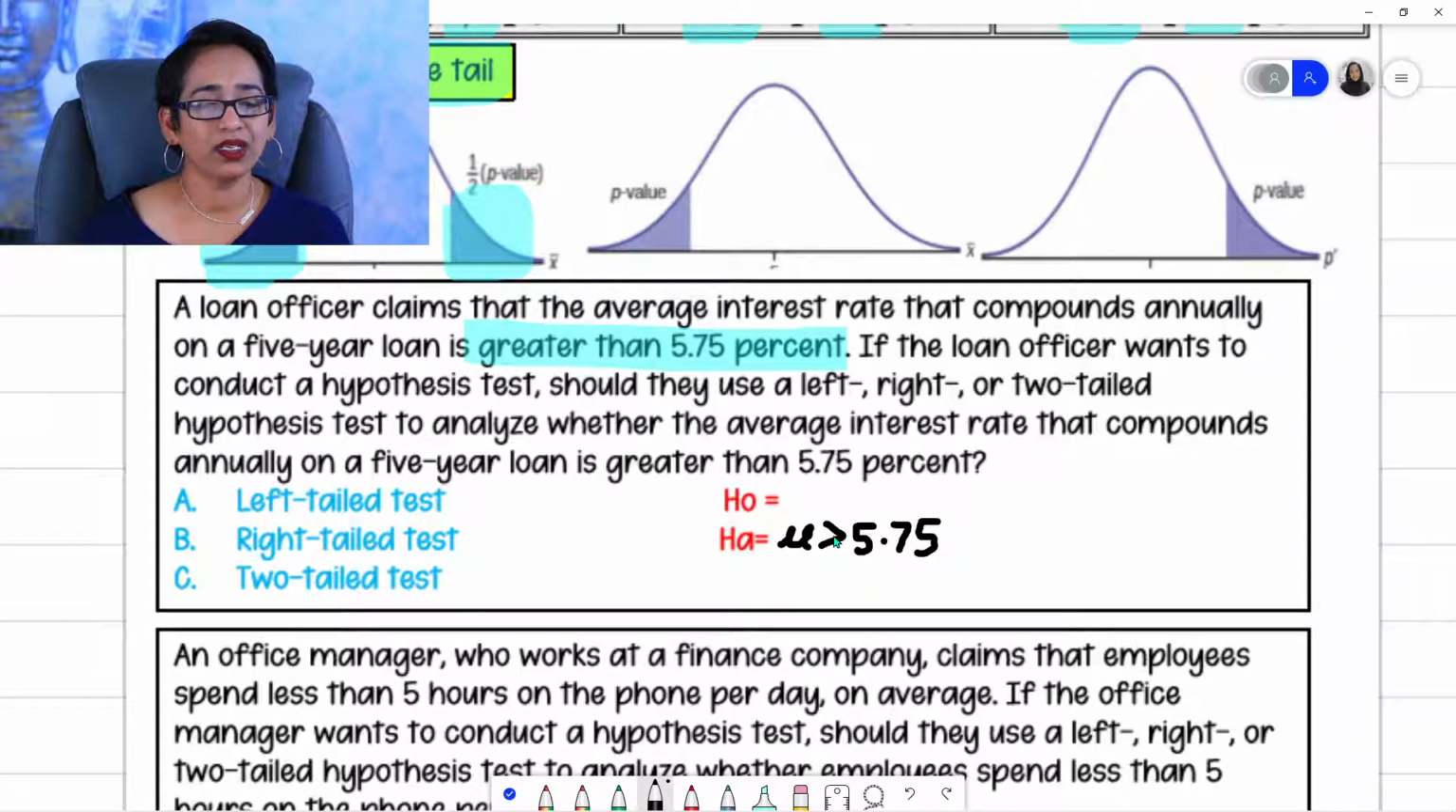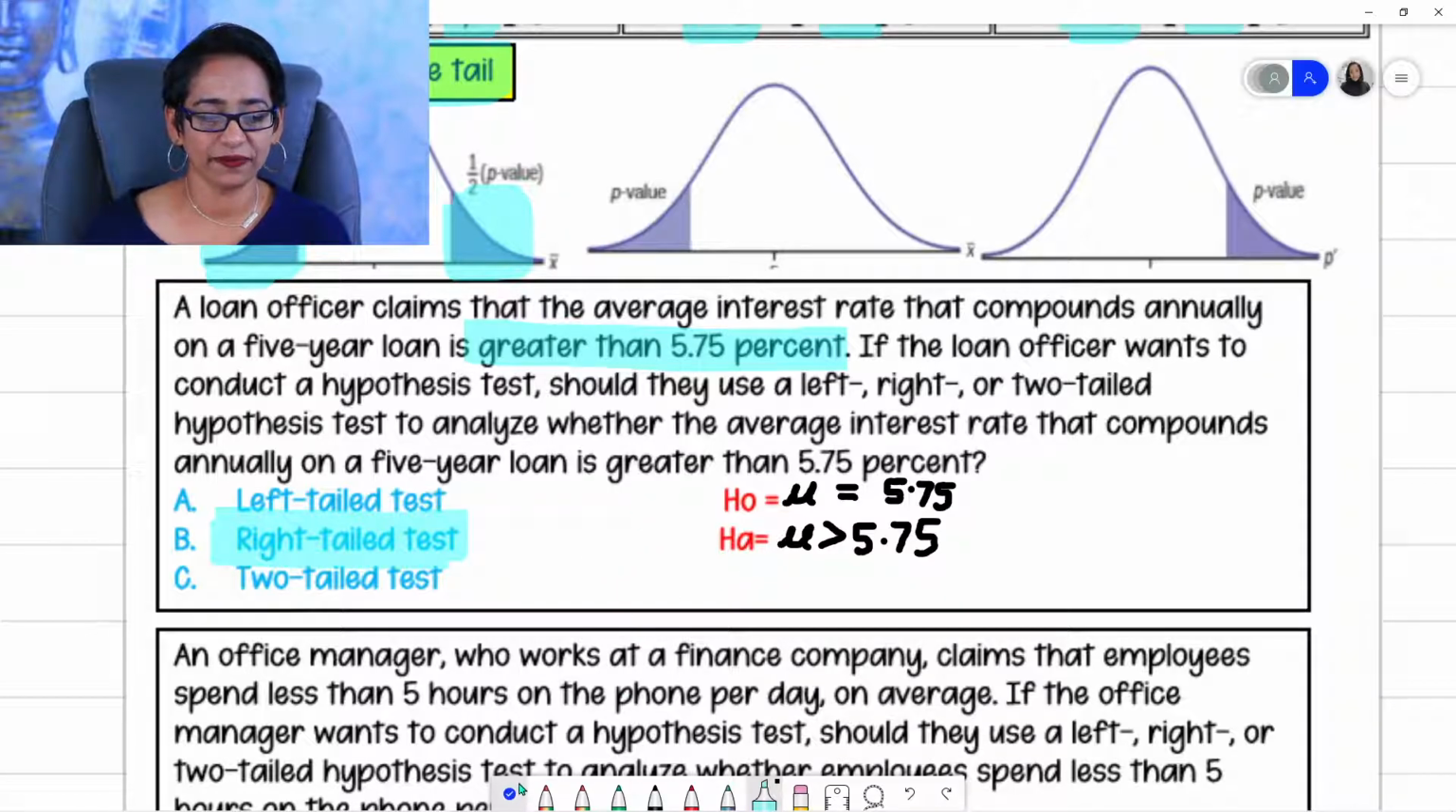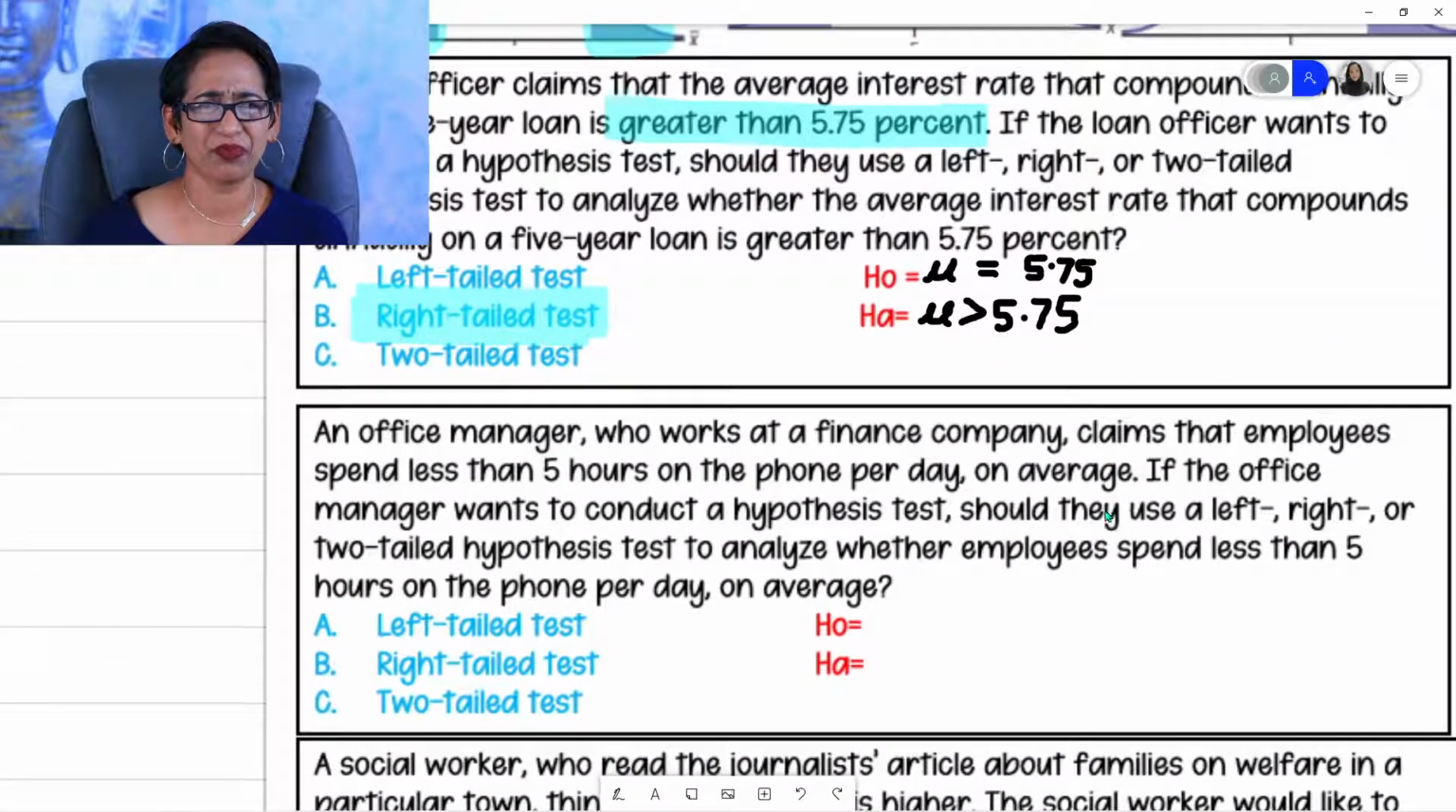Remember what my null is? Blindly, everything stays the same. Mu stays mu. 5.75 stays 5.75. The only thing that changes is equal to. So again, my HA is greater than. Greater than is which side again? Right-hand side. So it's a right-tailed test. I should have used a different color, yeah? All right, it's as simple as that.